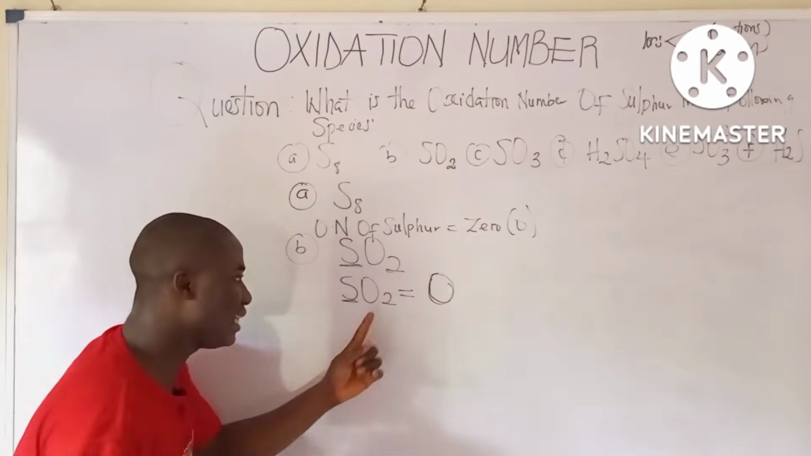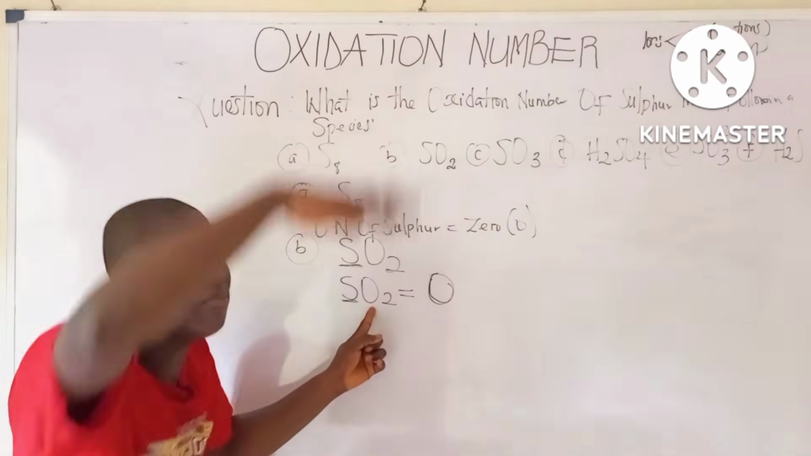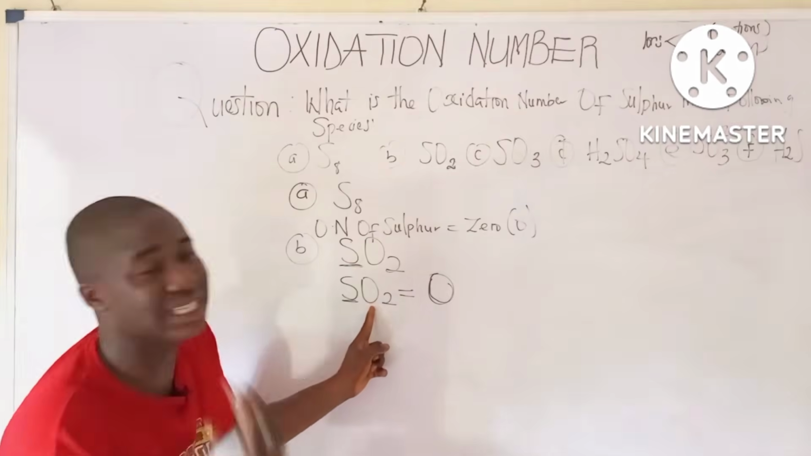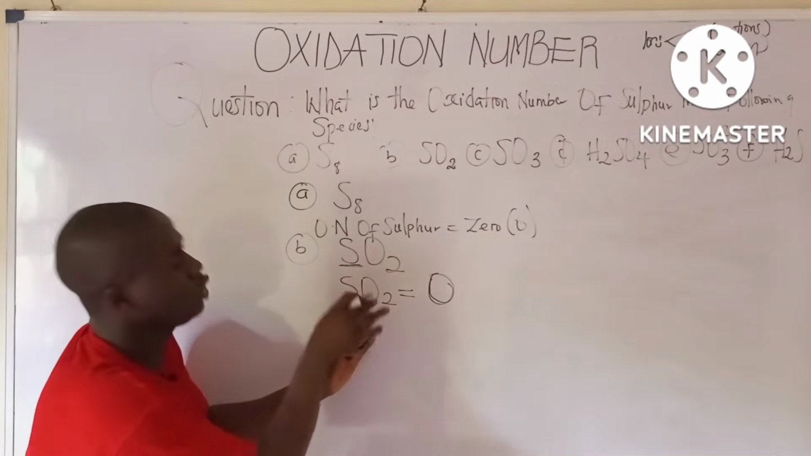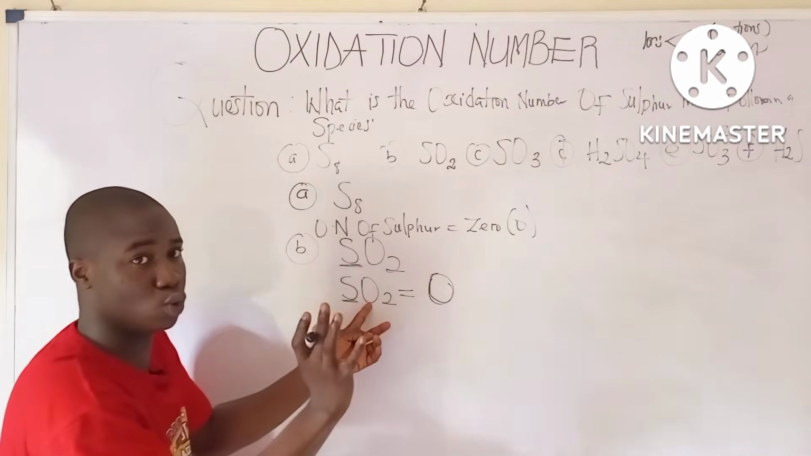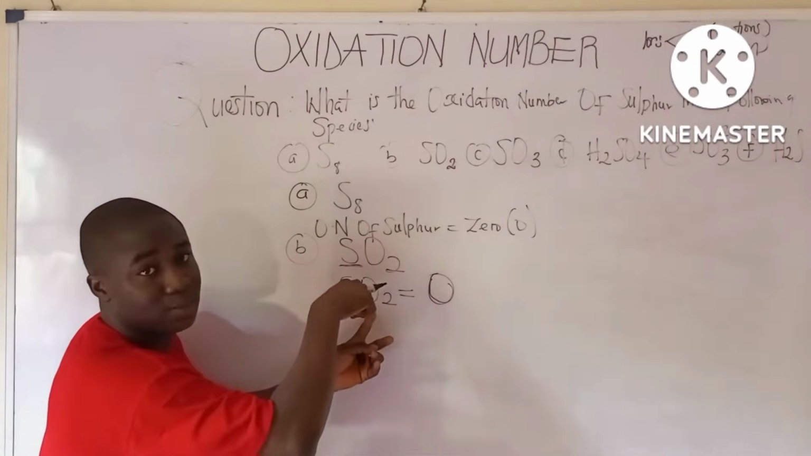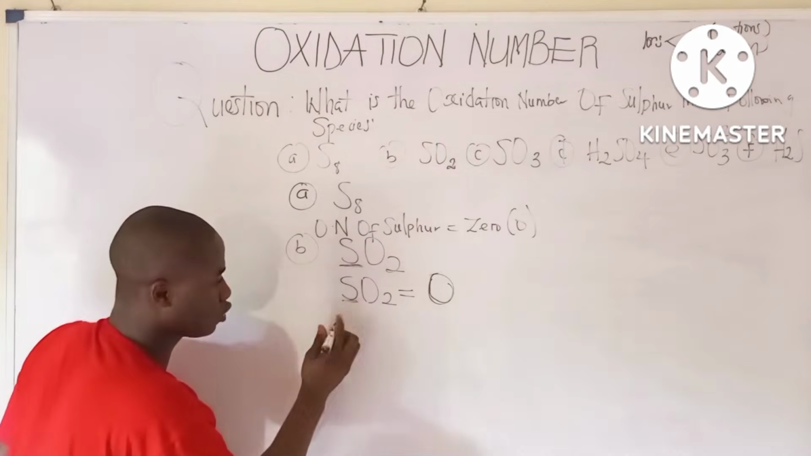Recall, I said that the oxidation number of oxygen in most compounds is -2, but in peroxide is -1. This is a very common compound, so it will be that of -2. For peroxide it is -1, but you have to take note of these particular ones. Now let's quickly solve this question.